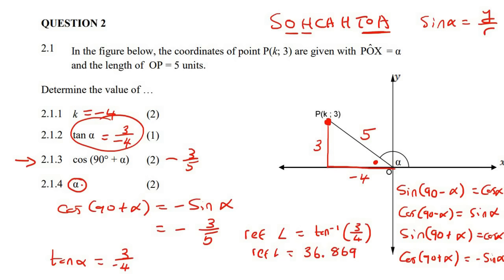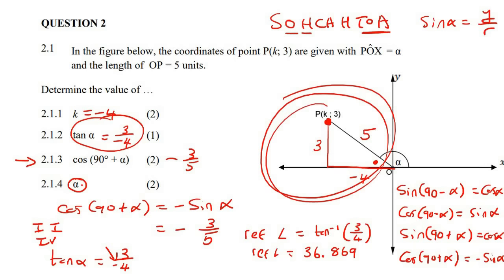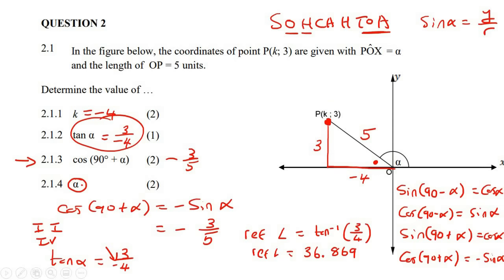Then we have to understand that tan is negative in quadrant number 2 and quadrant number 4. But with tan, we are in quadrant 2, so we're not going to work in quadrant 4, because that's going to give you a large value, like 323 or something like that. So we're going to work in quadrant number 2. That means we say 180 minus 36.869, and that'll be 143.13 degrees.